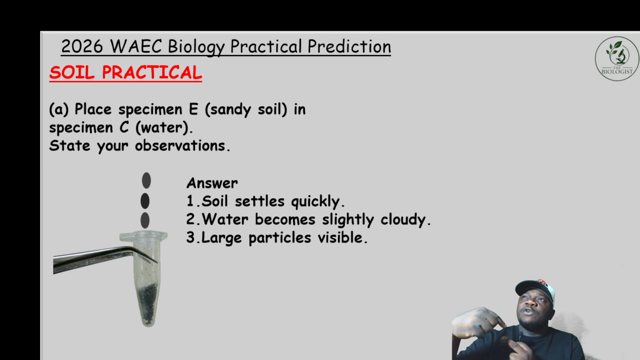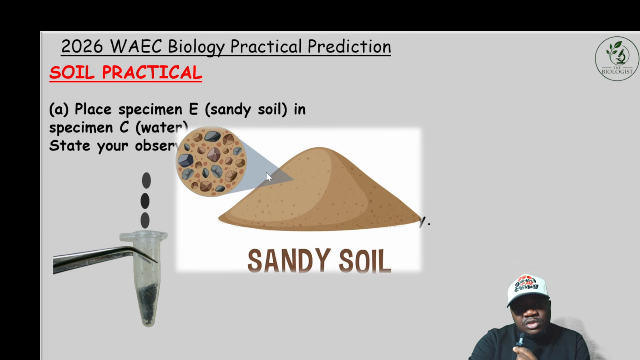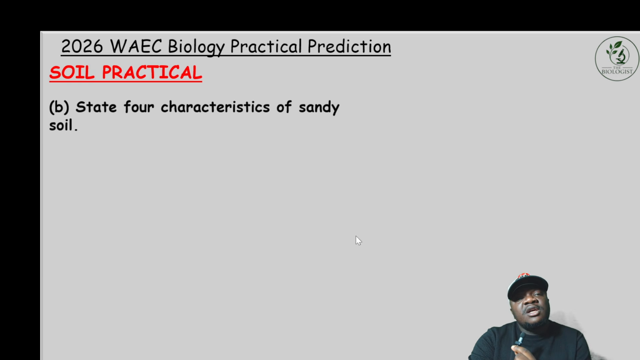It's not transparent very well. So because of the presence of dust particles found in the water, it becomes very cloudy. Then you have large particles visible. Sometimes you can have some big stones in sandy soil, which is very visible. Just like this, in the sandy soil you can see some stones, some particles around it, and it's very visible. So this is very good evidence that this is a sandy soil.